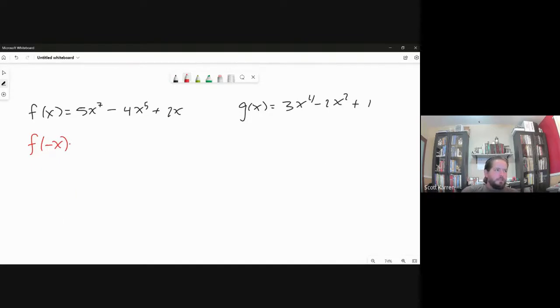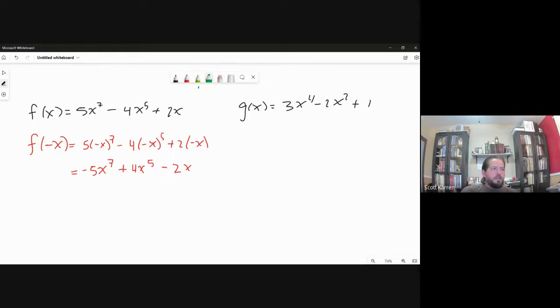So f of negative x is 5 times negative x to the 7th, minus 4 times negative x to the 5th, and then plus 2 times negative x. And again, with these odd powers, it should be pretty obvious. Odd powers are going to result in kind of an odd function. But this negative to the 7th power gets pulled out, and this is negative 5x to the 7th. A negative x to the 5th is going to end up being just negative of x to the 5th, so that turns into plus 4x to the 5th. And then, of course, minus 2x.